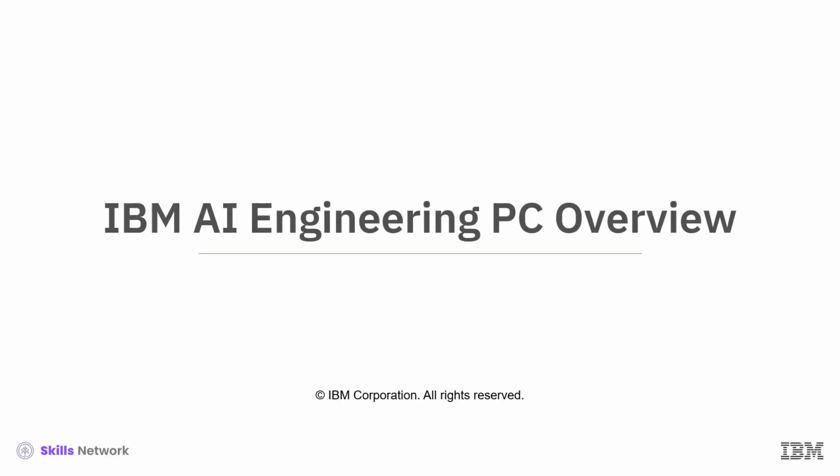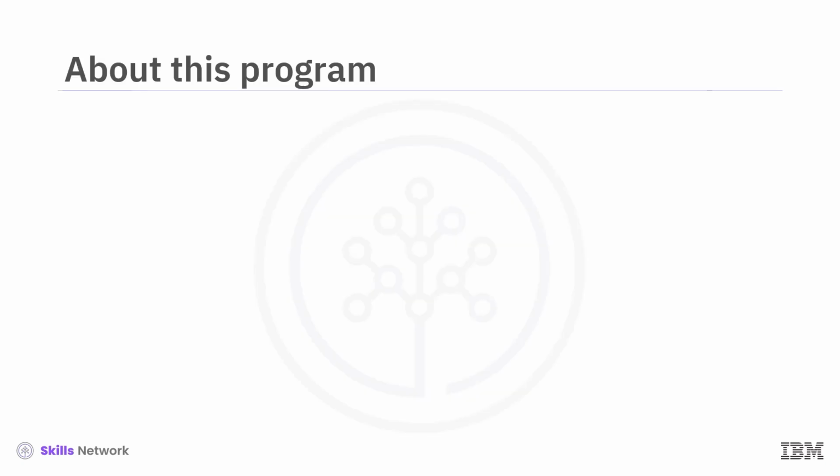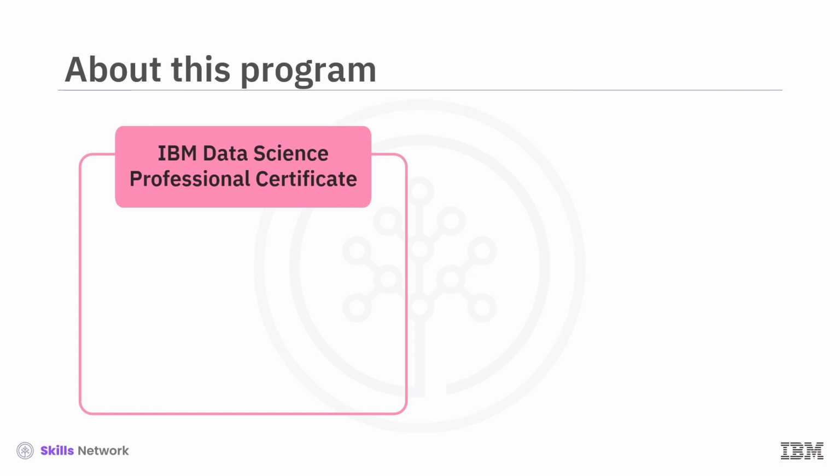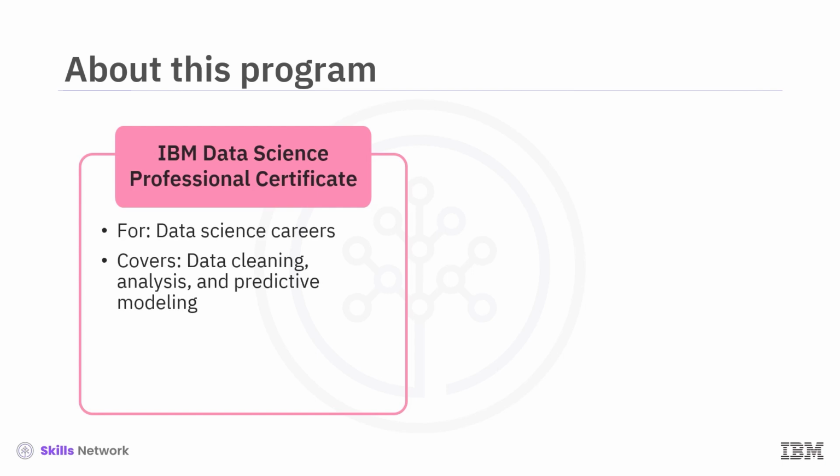Welcome to the IBM Professional Certificate PC Overview video, which introduces the two PCs this course is a part of. This course is part of both the IBM AI Engineering PC and the IBM Data Science PC. Each program offers a unique focus. The Data Science PC focuses on skills for data science careers, covering data cleaning, analysis, and predictive modeling with tools such as Python, SQL, pandas, and numpy to help you build a job-ready portfolio.